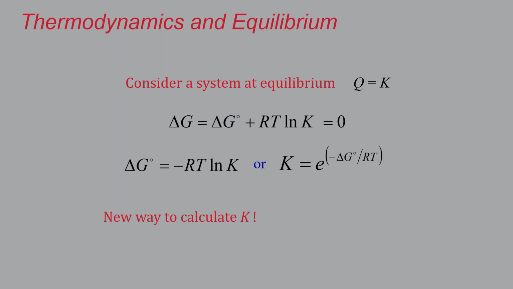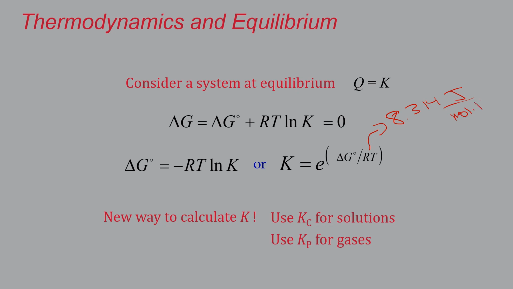Now, a couple of things to note here. First of all, we're going to use Kc for solutions and Kp for gases. The other thing is that while this R is in fact the ideal gas law constant, you want it to be in the joules per mole per Kelvin version of it. So in this case, it's going to be 8.314 joules per mole per Kelvin, and not the 0.0821 liter atmospheres per mole per Kelvin that you're used to with the ideal gas law.